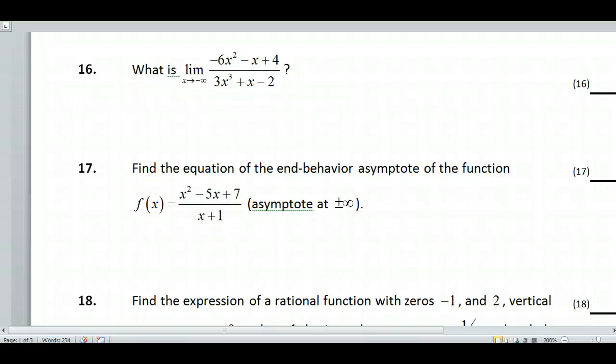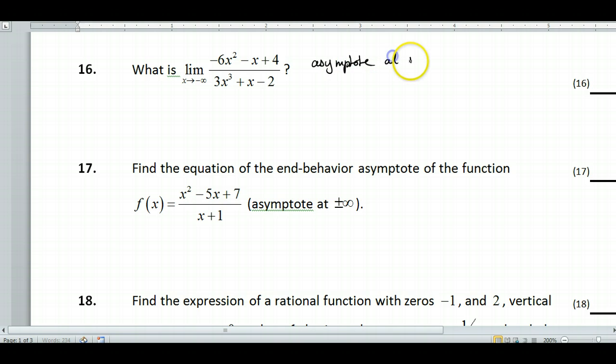Okay, let's start the short answer question with number 16. So this question, the limit right here, is about the asymptote at plus or minus infinity, right? And you know there are three cases, so I invite you to revise the three cases, and it depends on the degree of the top and the bottom.